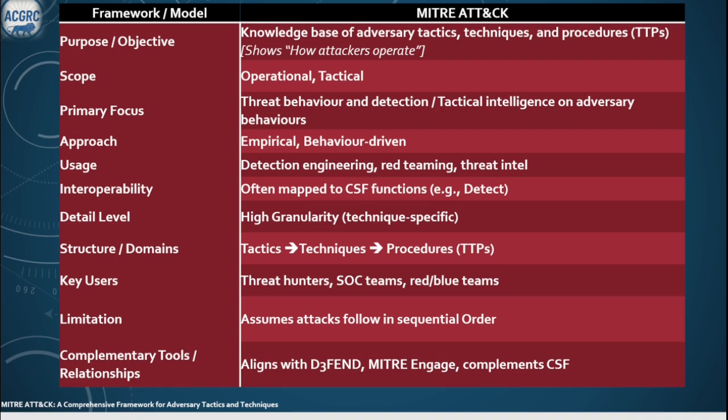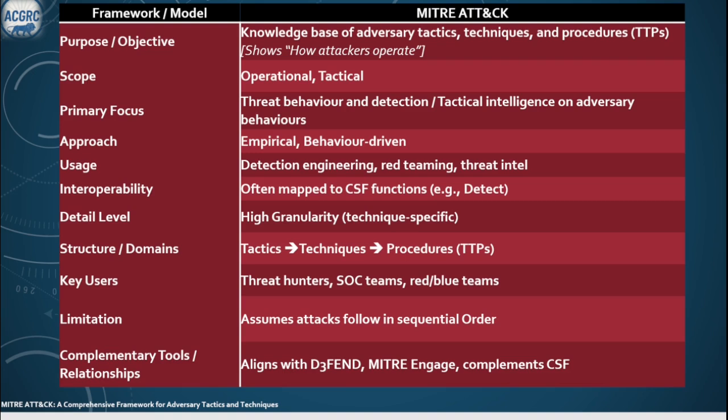It's basically observation, understanding how an adversary moves around. The approach is empirical and behavior driven. Its usage is in detection, detection engineering in specific, in red teaming, and in creating threat intel. It has interoperability with CSF functions, often mapped very specifically under the Detect function. It has very high granularity, very specific technique based observation and documentation.